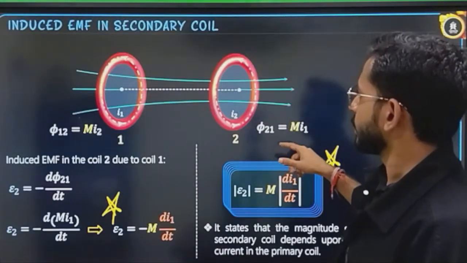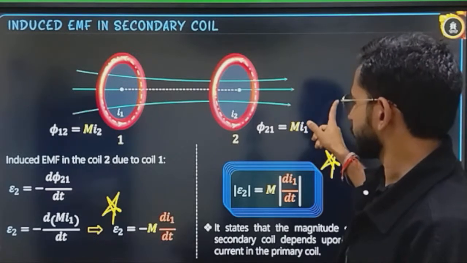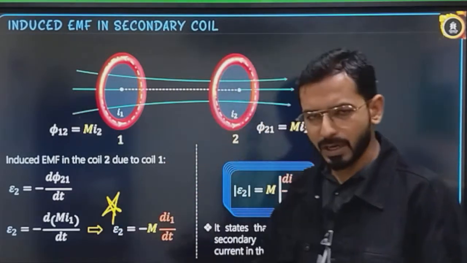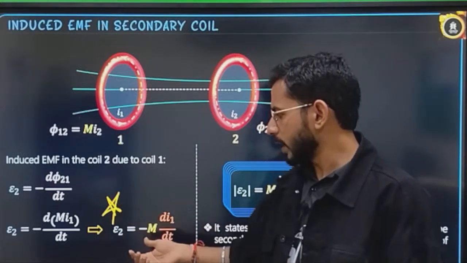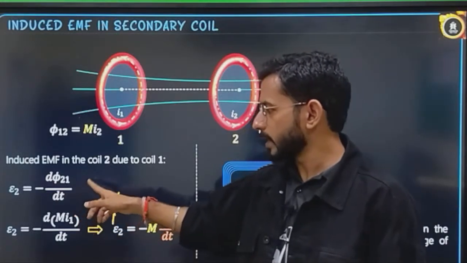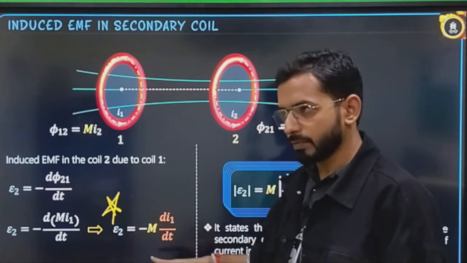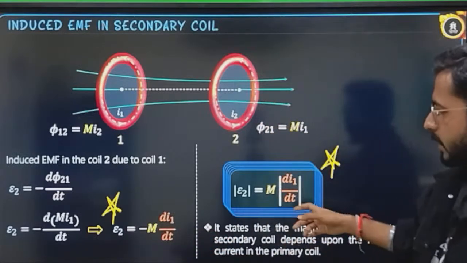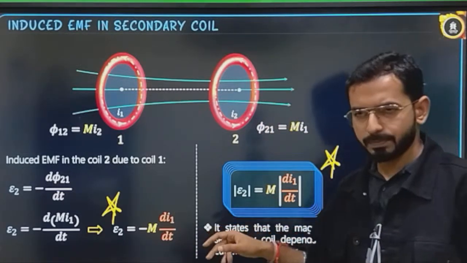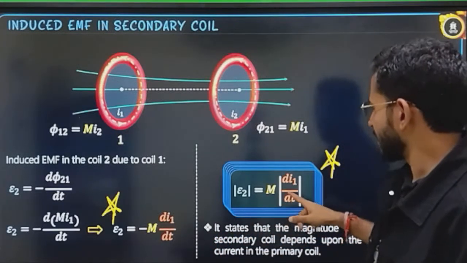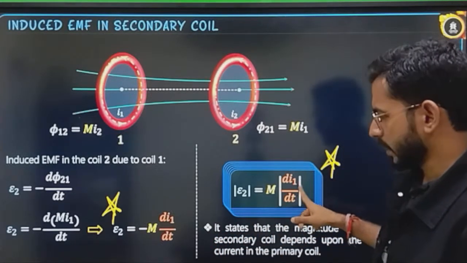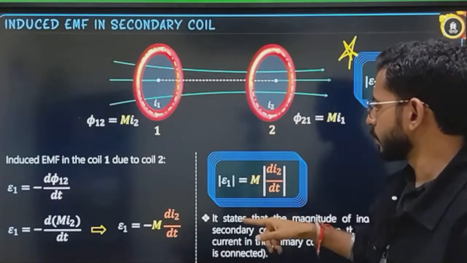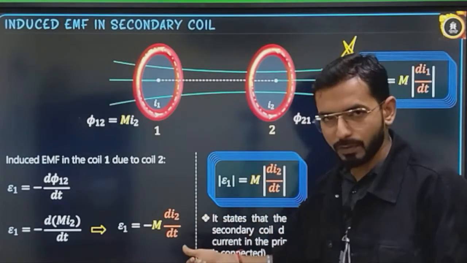So there will be 0 EMF. If I am talking about EMF, just differentiate it and you will have your answer. EMF in coil 2 can be written from flux equal to M into I1, and after differentiating it will be M into dI1 by dt. Here simply it will be M dI2 by dt. Okay, here it is mistakenly E2. Here they have only written for E2, the EMF in coil 2. The same you can write for EMF in coil 1.